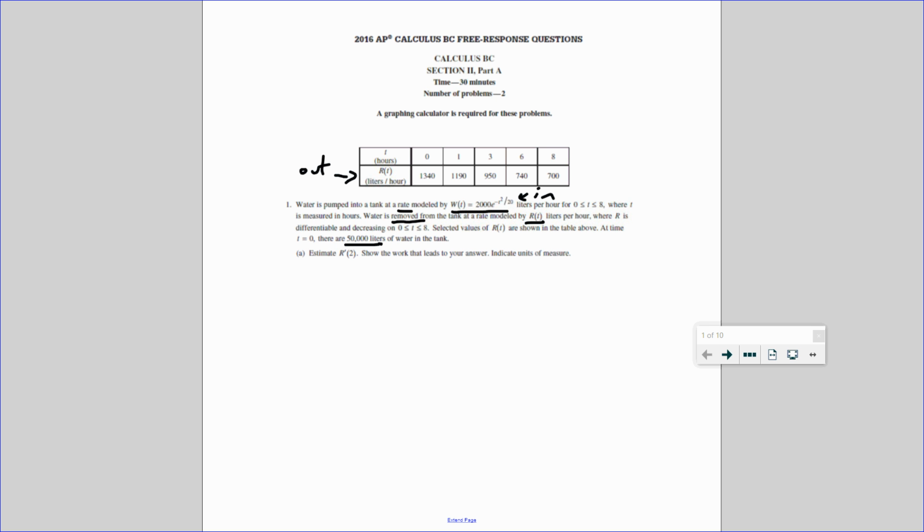So the first question, estimate R prime of 2. Well, R prime of 2 is the derivative of R, not W, so be very careful. And because it's a table, we are going to use our average rate of change. So this is an AROC problem right here. To get R prime of 2, this is an approximation, and I pick where 2 is. Here's 2, it's between 1 and 3. So it's going to be R of 3 minus R of 1 over 3 minus 1.